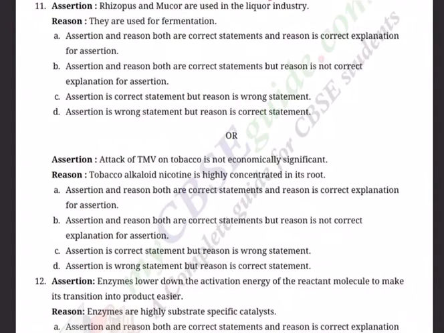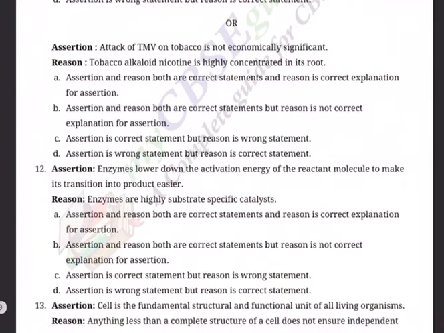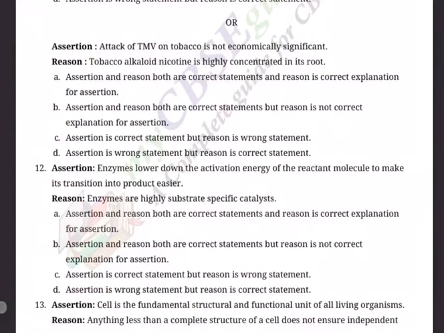Assertion. Attack of TMV, tobacco mosaic virus, on tobacco is not economically significant. Reason. Tobacco alkaloid nicotine is highly concentrated in its root. A. A and R both are correct statements, and R is correct explanation for assertion. B. A and R both are correct statements, but R is not correct explanation for A. C. A is correct, but R is wrong. D. A is wrong, but R is correct.